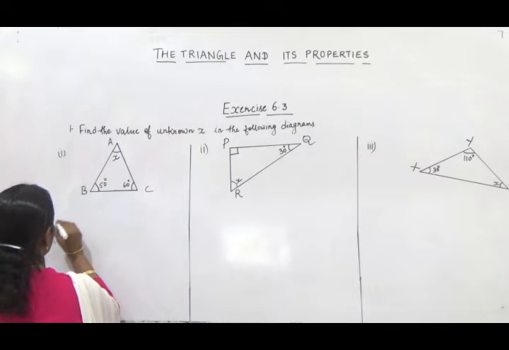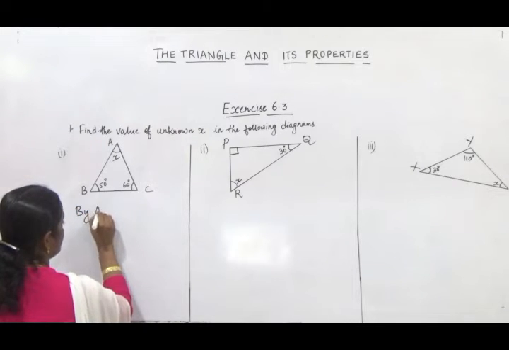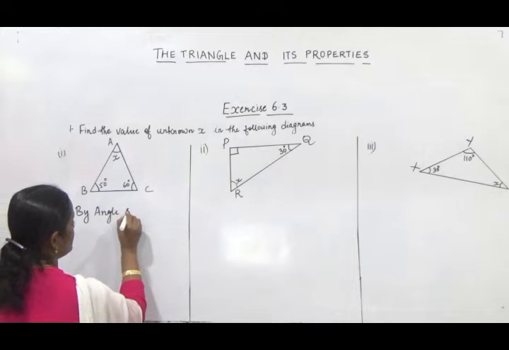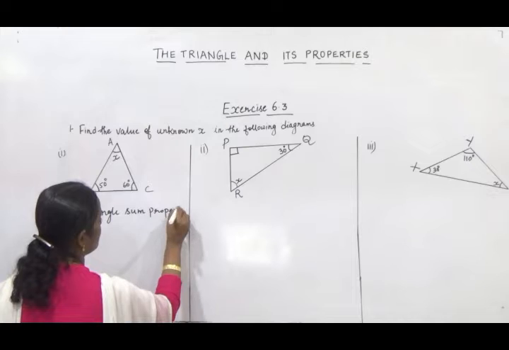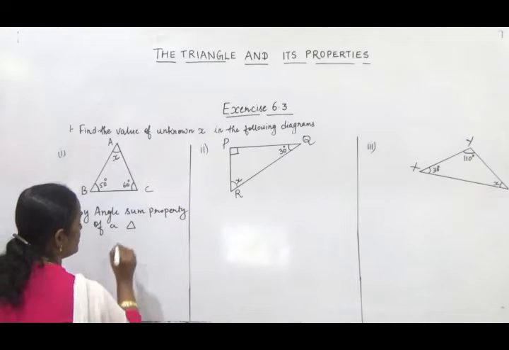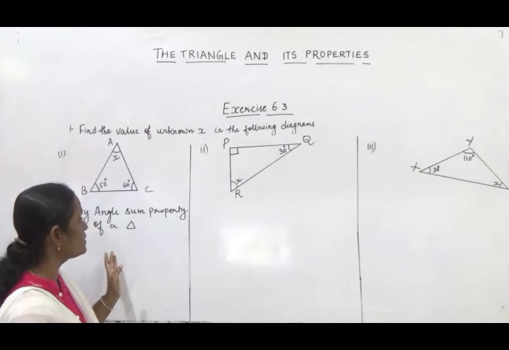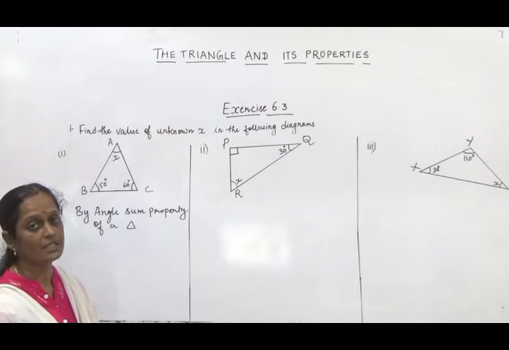So by the angle sum property of a triangle, the angle sum property of a triangle states that the sum of the three angles of a triangle is 180 degrees.